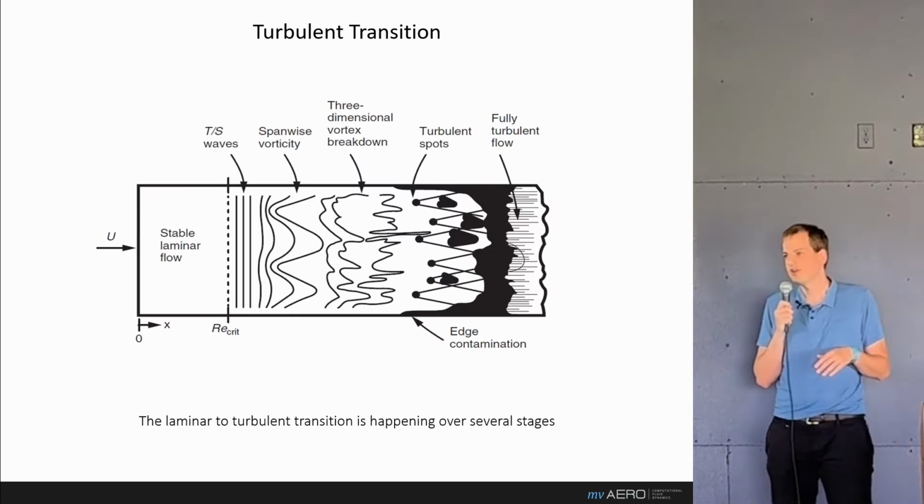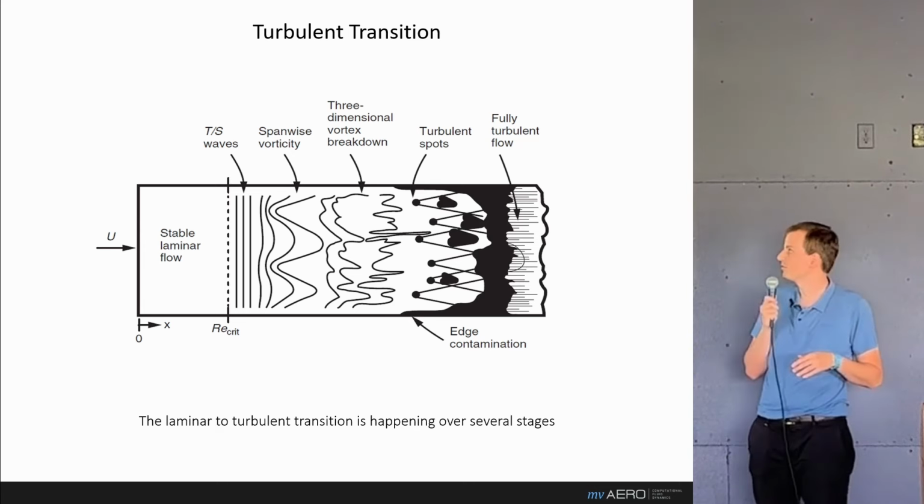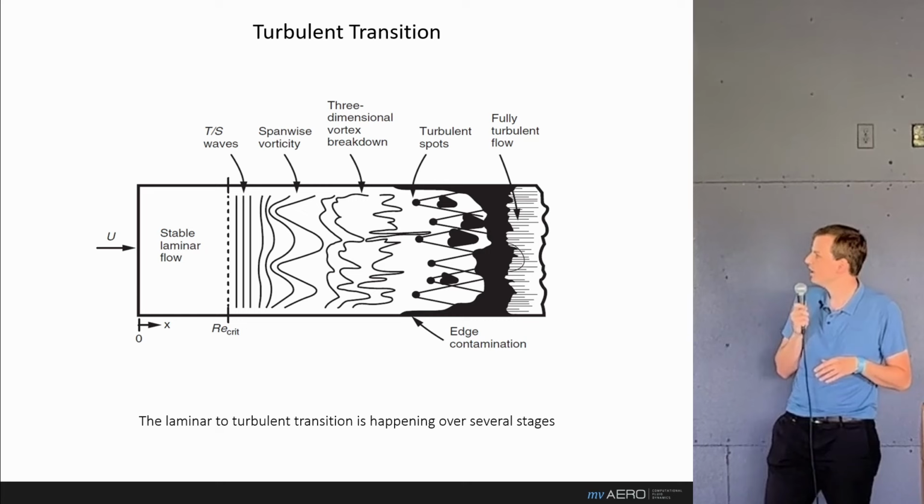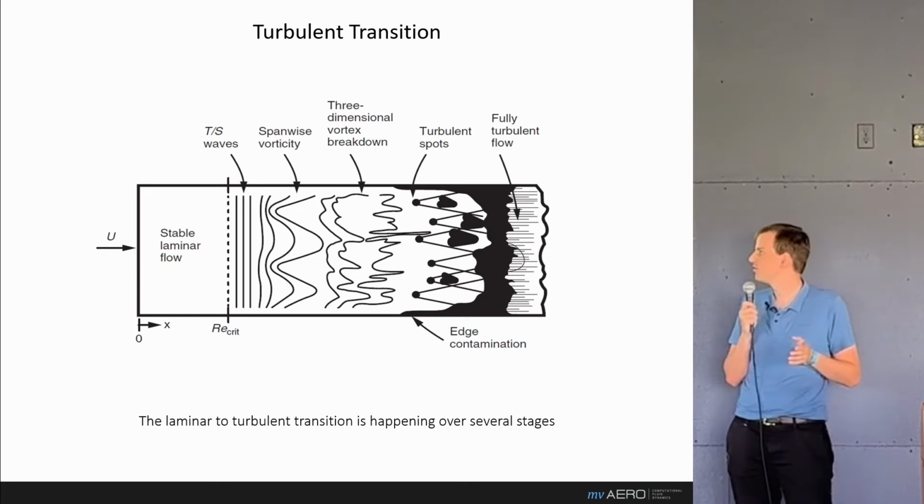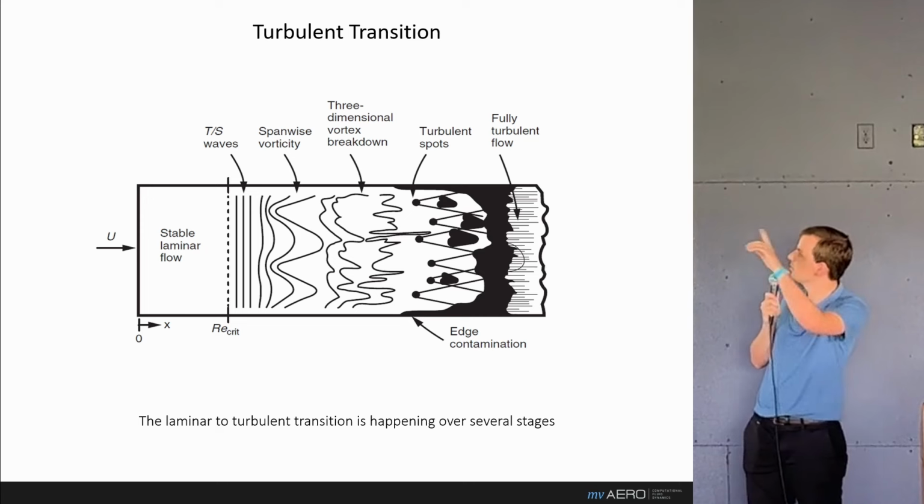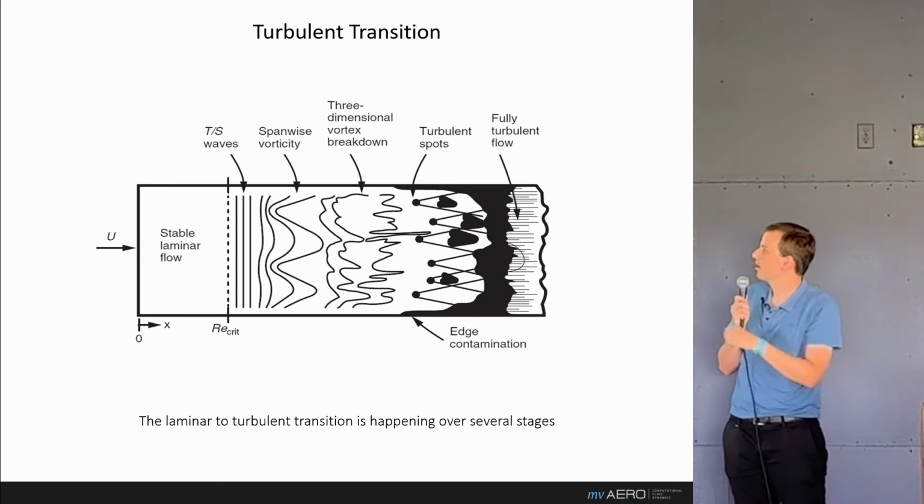Now that's the transition from a side view. It's also pretty interesting to look at it from a top view. So this is a laminar to turbulent transition. And as you can see, it's happening over several stages. We're looking at a top view. Flow is coming from the left.